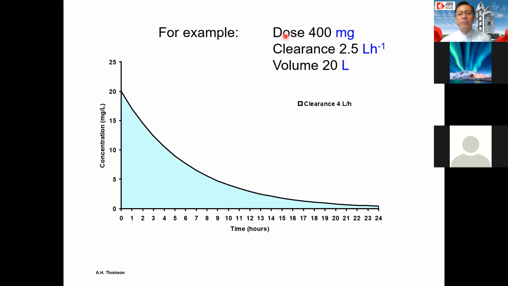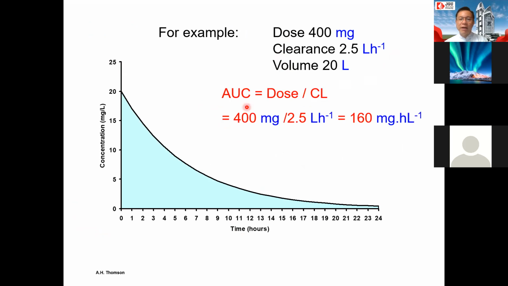So for example, dose 400 milligram, clearance 2.5 liter per hour. Clearance can be liter per hour, can be ml per minute, so you have to be careful about all these units in calculation. They must be the same. So this is the IV one, and the AUC is here. See, the dose divided by clearance: 400 divided by 2.5 is 160. So that is the AUC.